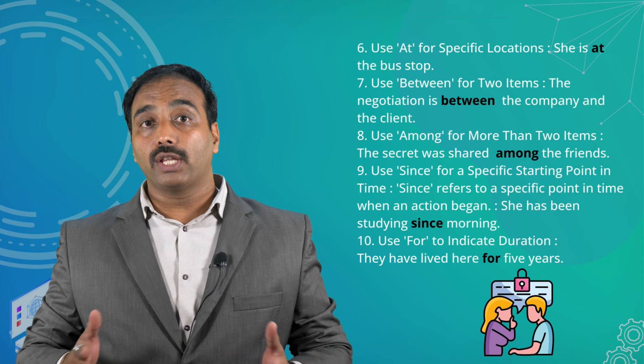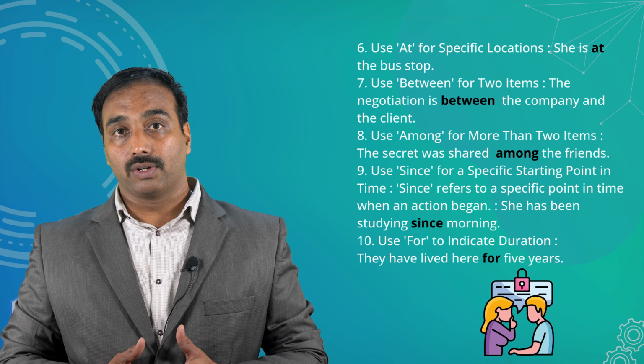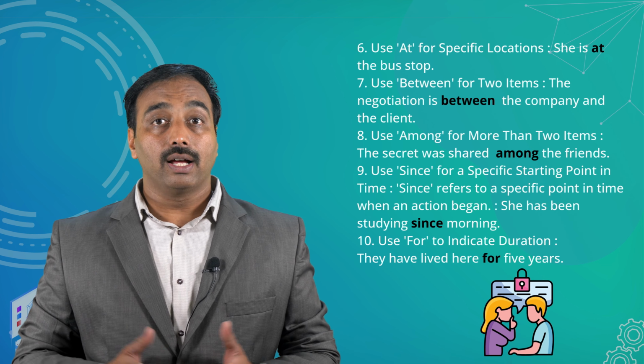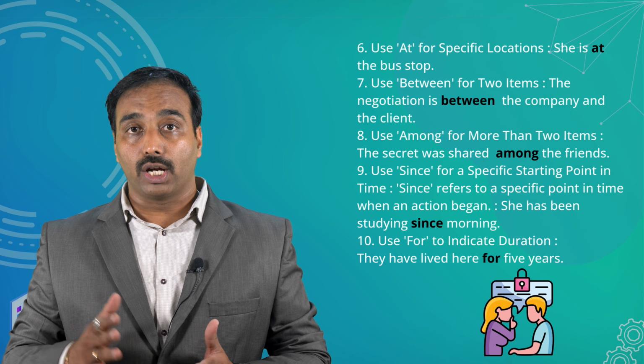Use among for more than two items. Among is appropriate when referring to more than two items. Example: the secret was shared among the friends. Always remember, between means two, among means more than two.